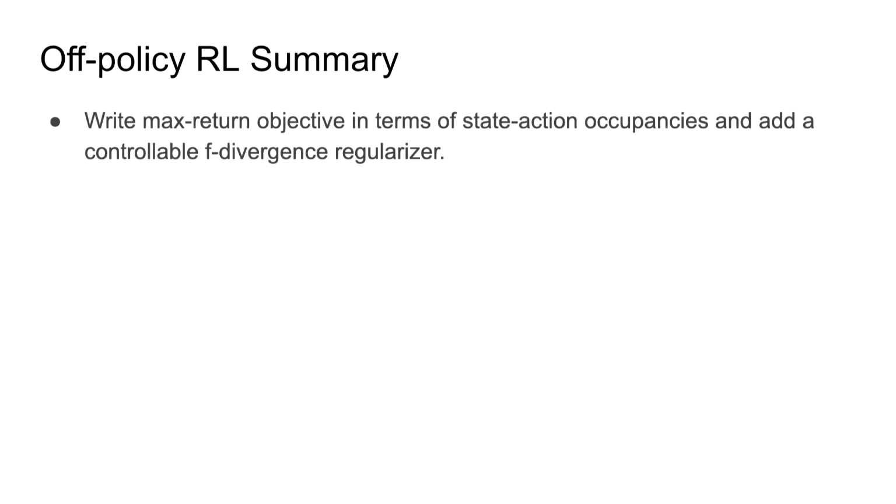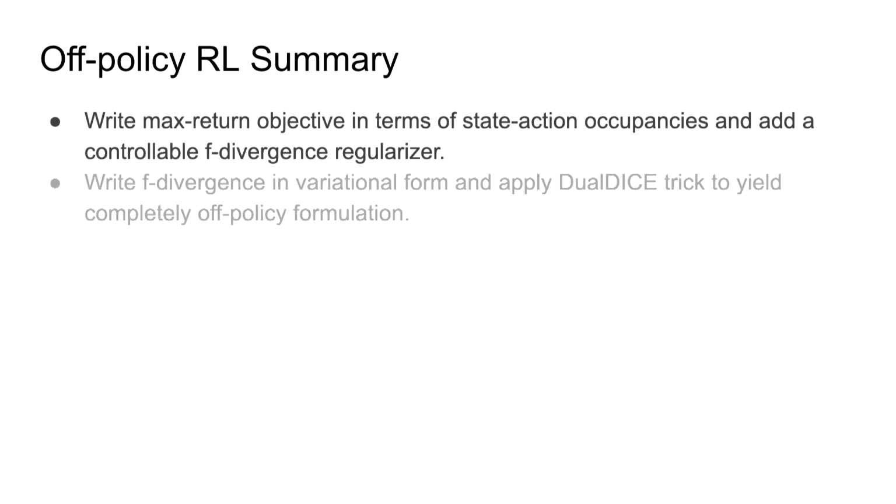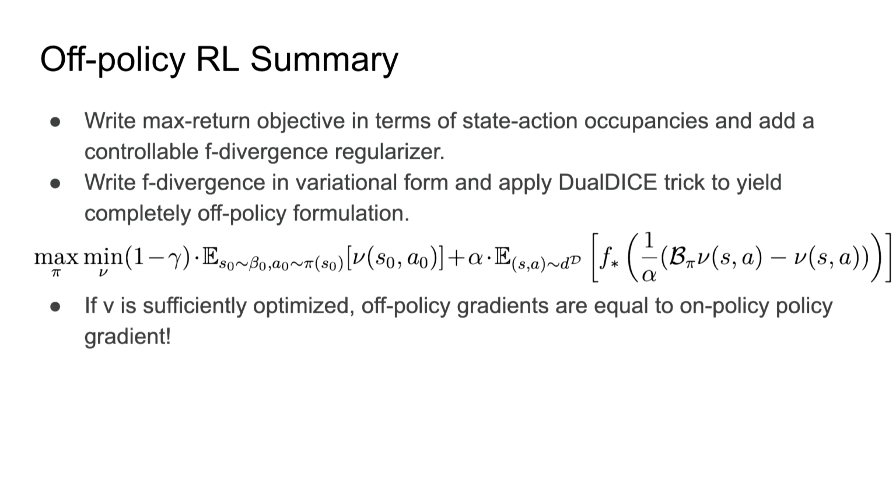OK, so to summarize this last application, we took the dual form of the max return objective in terms of state action occupancies or densities. And then we added an F divergence regularizer in order to enable all these subsequent derivations. Right? We have an F divergence, write it in a variational form, apply the dual dice trick, and that's all it takes to get the off-policy formulation of the max return objective. And then we show that if you actually optimize the critics, so-called, or the Q-values, so-called, then the gradients which you compute as an expectation over off-policy data are actually exactly equal to the on-policy gradient.